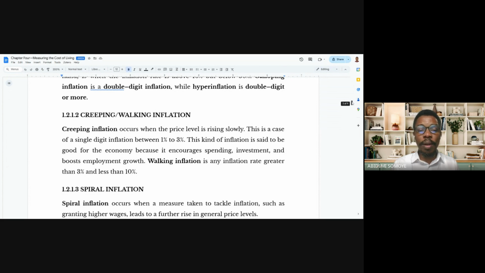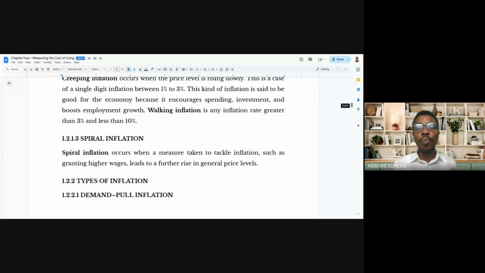What about spiral inflation? So spiral inflation occurs when a measure taken to tackle inflation, such as granting higher wages, leads to a further rise in general price levels. All right, so for spiral inflation, for example, if the inflation rate of a country is rising, and we would like to solve it, and we say, okay, let us increase wages. That was our plan, to use wages to tackle our inflation rate. But after implementing higher wages, rather than solving inflation, if inflation spirals or worsens, then we could call that spiral inflation. It means when you take a certain strategy or step or decision to solve the problem of inflation and it worsens, then we could call that spiral inflation.